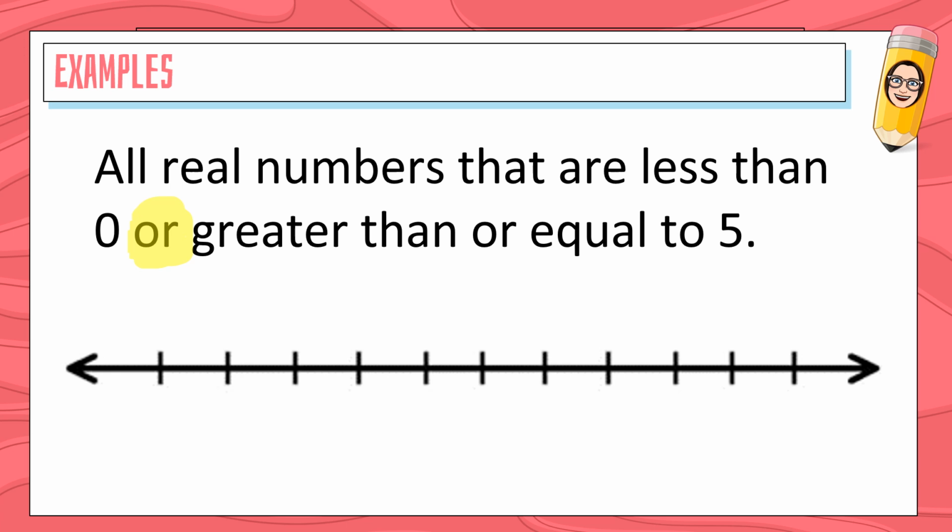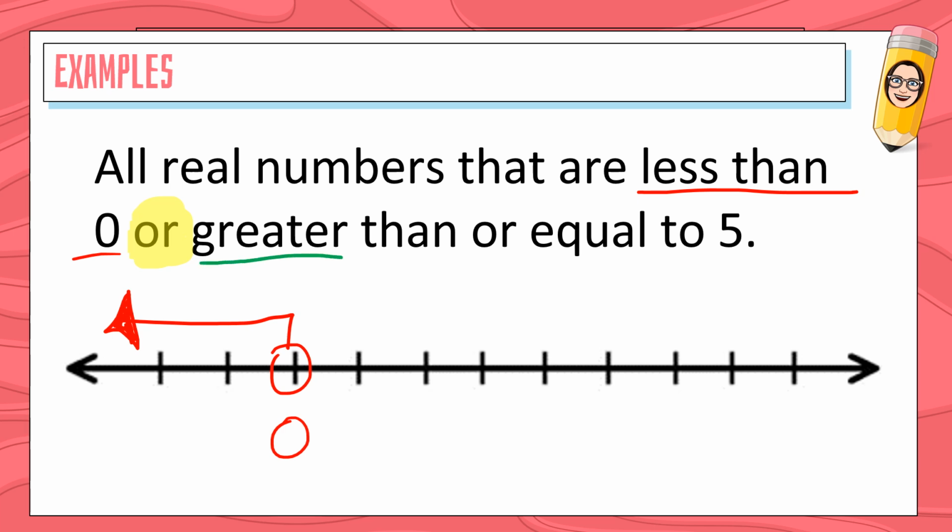All right. My first statement says all real numbers that are less than 0. All right, let's go to 0. Open, less than. Less than means left. All right, let's look at our second statement. Greater than or equal to 5. Greater than or equal to is solid.